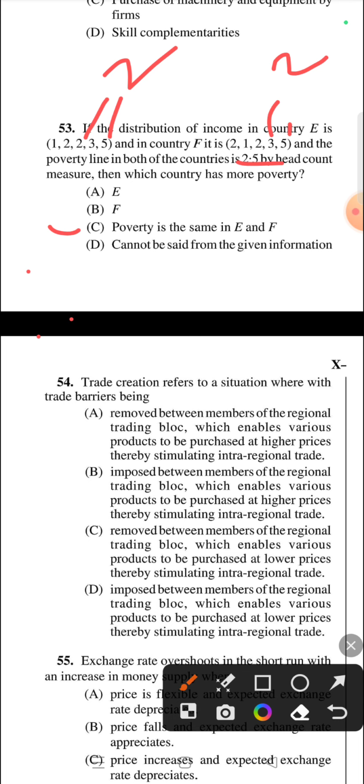Question number 54. Trade creation refers to a situation where trade barriers bring... The right answer is option C, removed between members of the regional trading bloc, which enables various products to be purchased at lower prices, thereby stimulating intra-regional trade.